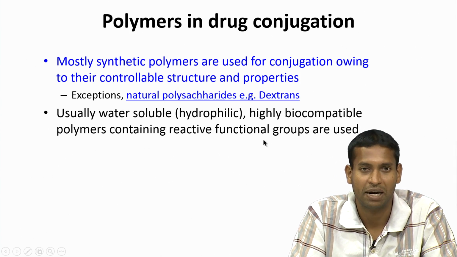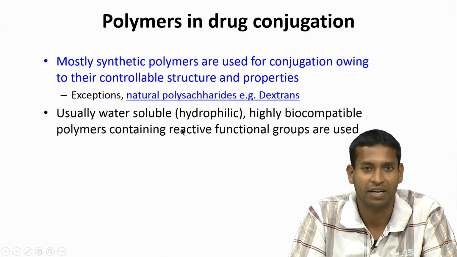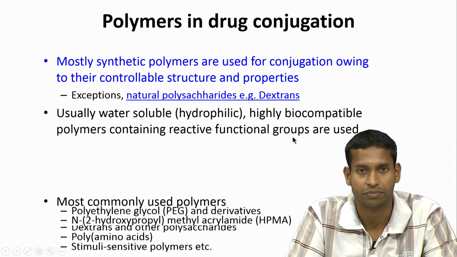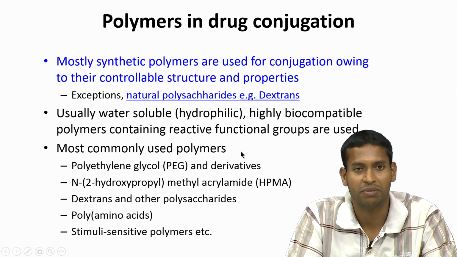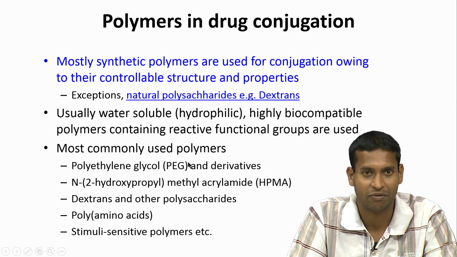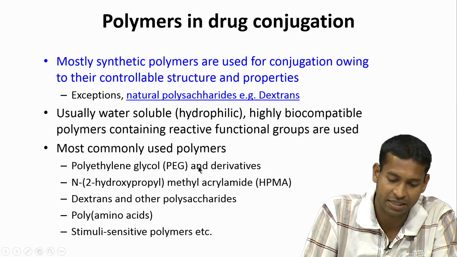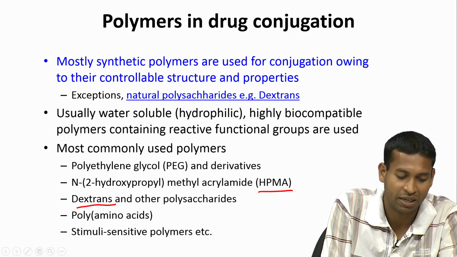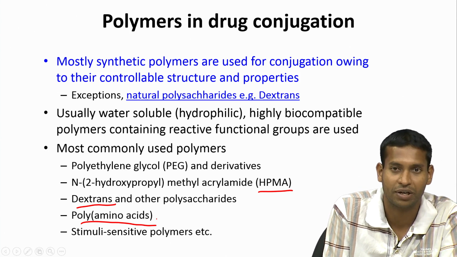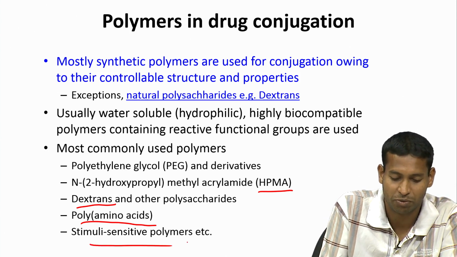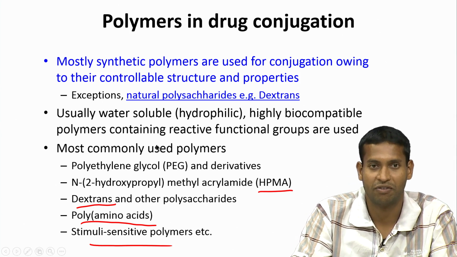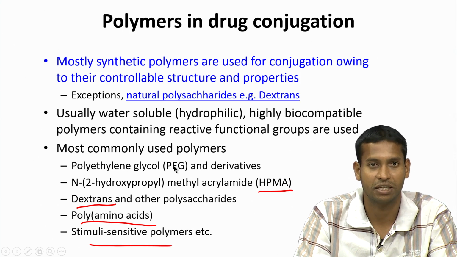So they are highly biocompatible, and they contain some kind of reactive functional group through which you attach them to your drug molecule. Some of the most commonly used polymers are polyethylene glycol, by far the most widely used polymer, and some of its derivatives. Other polymers such as HPMA and the Dextrans I just mentioned earlier as a natural polymer. You have polyamino acids like your proteins, and you can also have some stimuli responsive polymers. So all of these are very widely used. PEG of course is by far the most abundant polymer for this particular application.